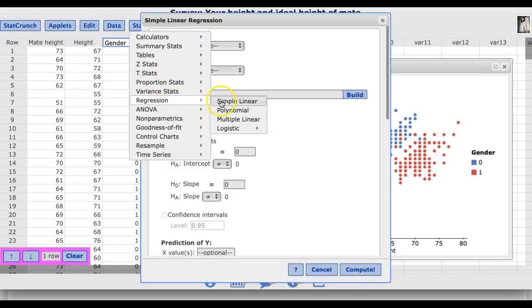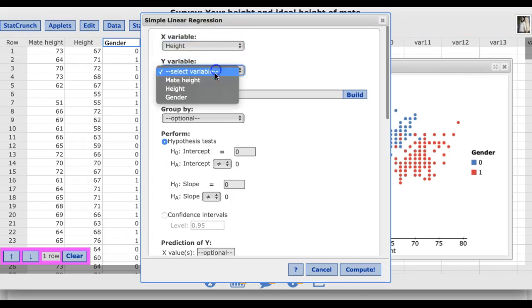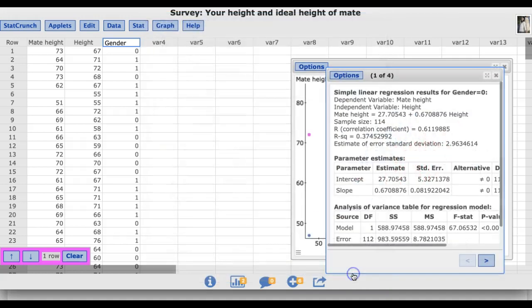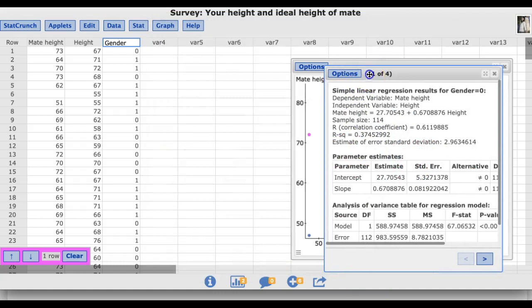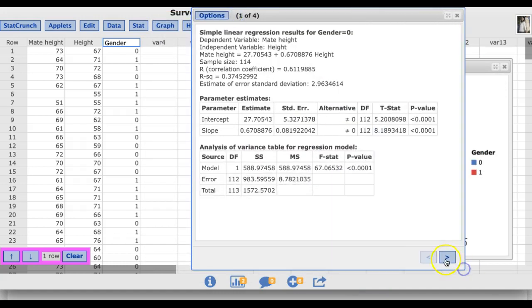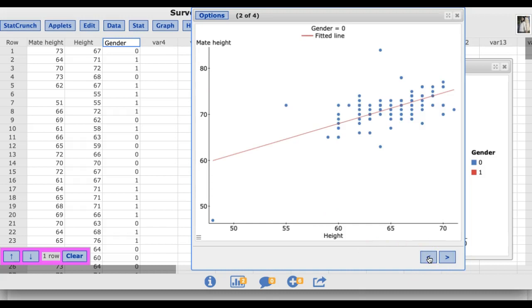Okay, so really quickly, we could just do simple linear regression. Height, mate height, and then group by gender here again. All right, we get this value here again. So here obviously we found that's influential, we should remove it, and that's what we did. And then of course we could check this value too. There may be another one here.